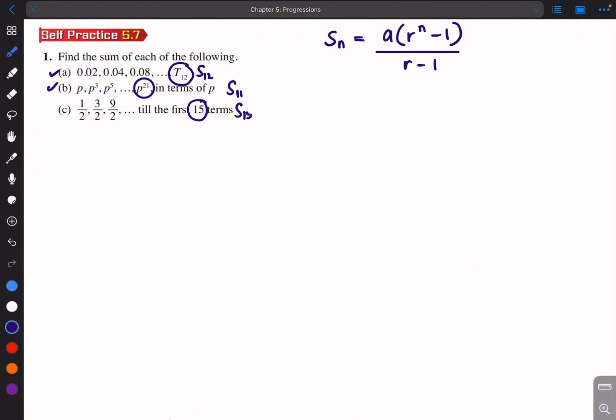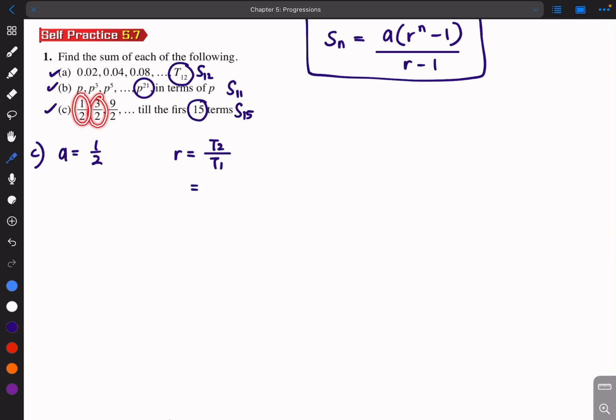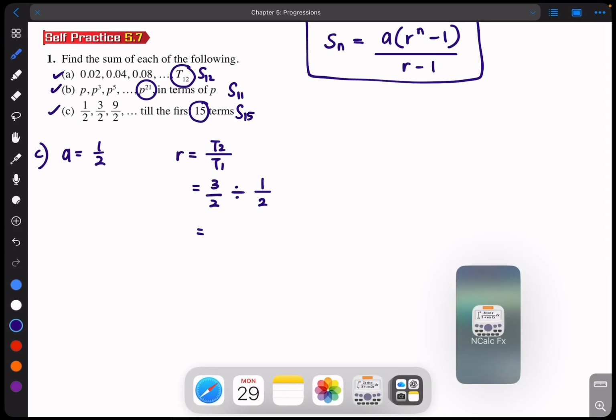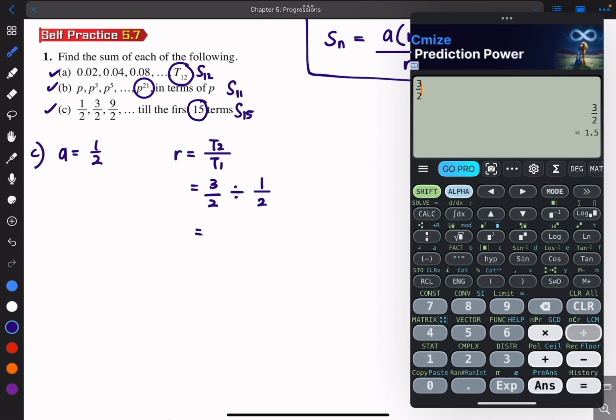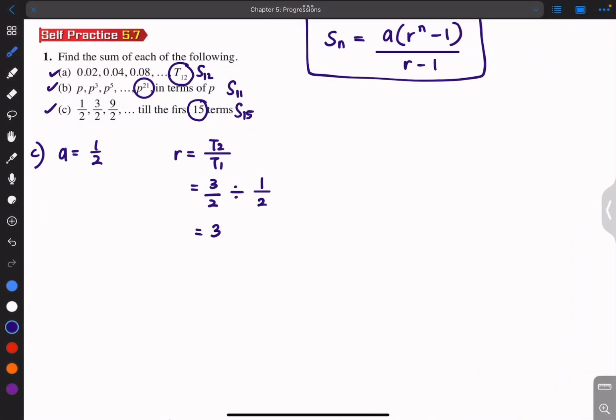Okay. Lastly, let's look at C. So we need to find S15. Same thing. A is 1 over 2. R will be T2 divided by T1. So second term is 3 over 2. First term 1 over 2. So we can say 3 over 2 divided by 1 over 2. 3 over 2 divided by 1 over 2 will give us 3. So R is 3.